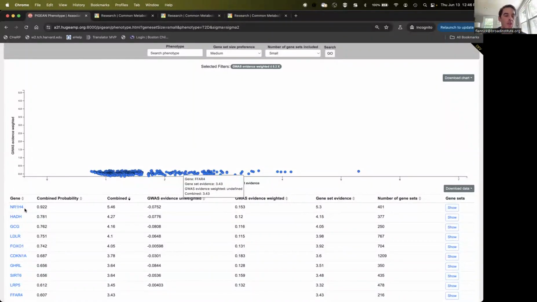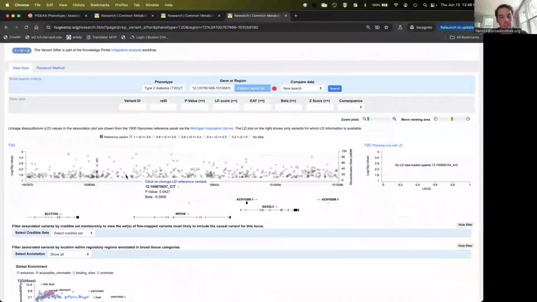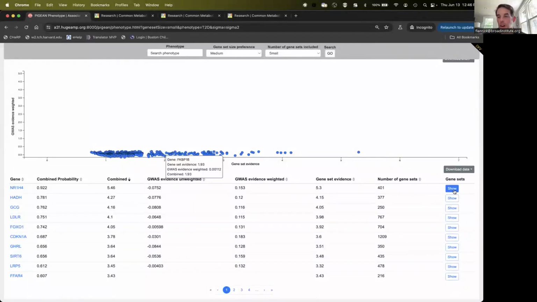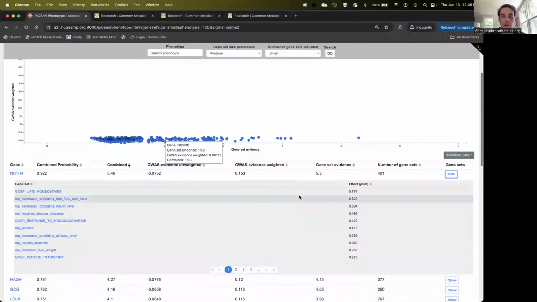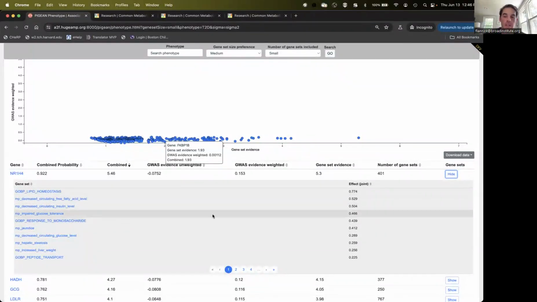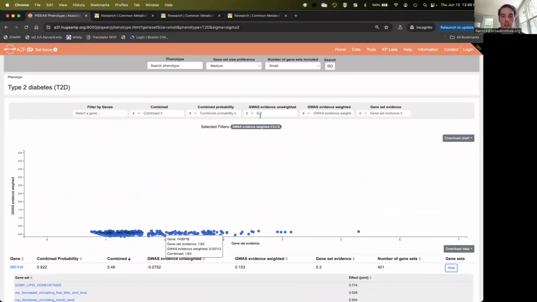Sorry. So NR1H4 does not have a GWAS signal, and I think I have that locus here. There's literally nothing in the region at all. The top p-value is like 10 to the minus 4, but there's a lot of gene sets that are known about it. And you can see that by clicking on this show button here, which will show you that it's involved in lipid homeostasis, free fatty acid level, and circulating insulin. These are the mouse gene sets. These are the pathways. So there's a ton known about it, and yet it doesn't have any association nearby. That's what's going on with these genes.